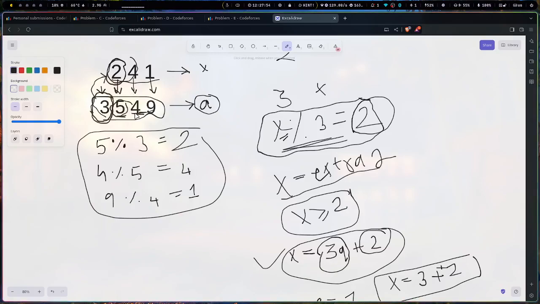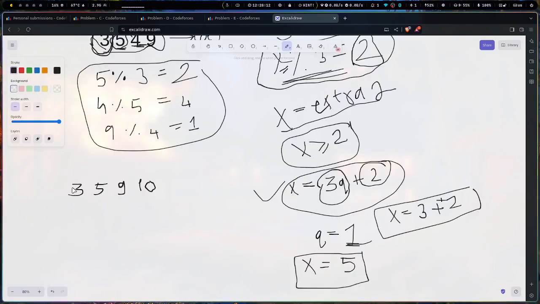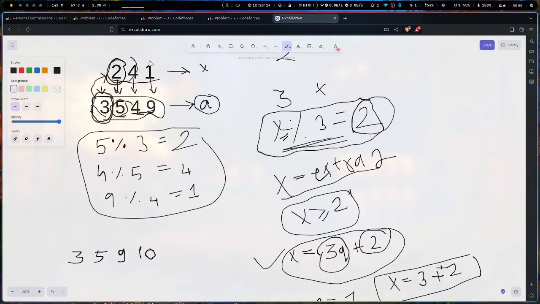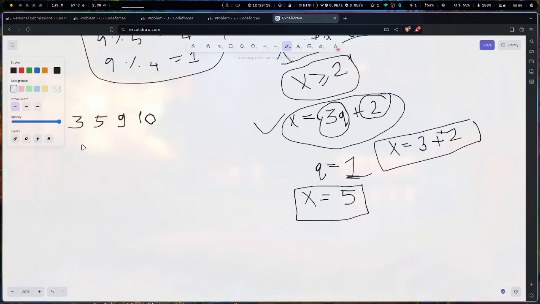Now we will try to generate the solution from our logic. If the first number is 3, the second number will be 5. What will be the next number? Add this 5 with 4, and we get 9. Add this 9 with this 1, and we get 10. Now check, are we able to generate this from this array? So 5 modulo 3.